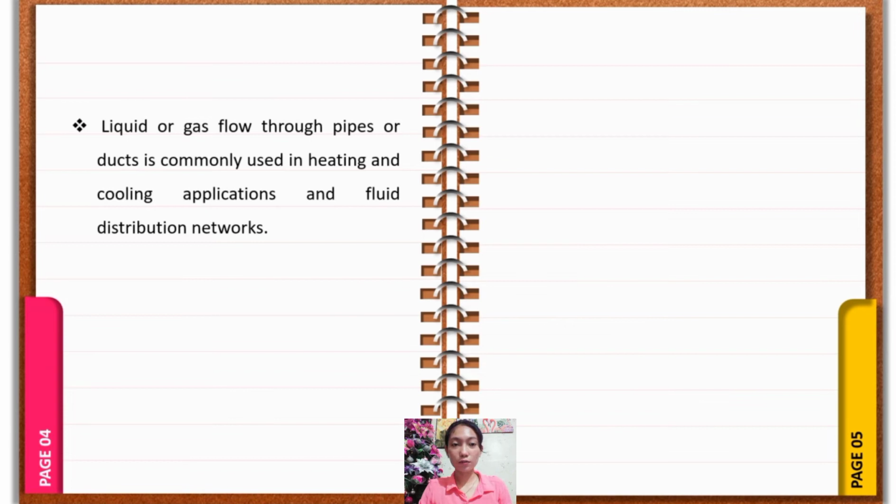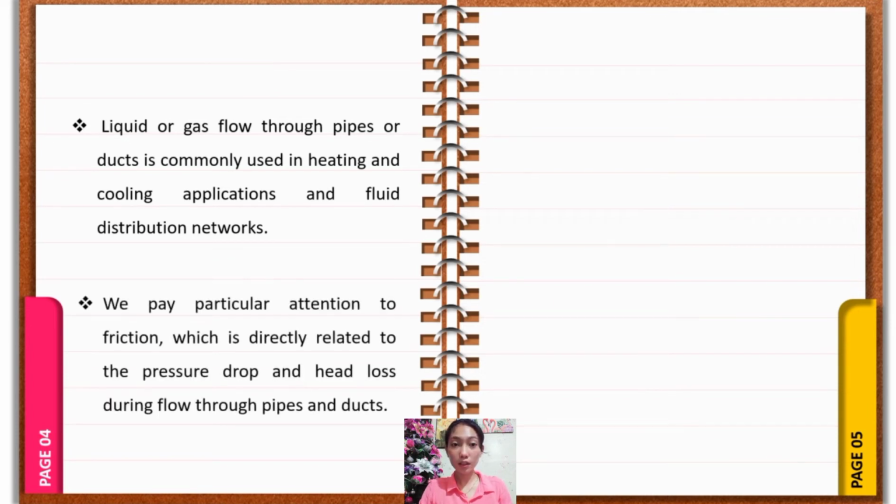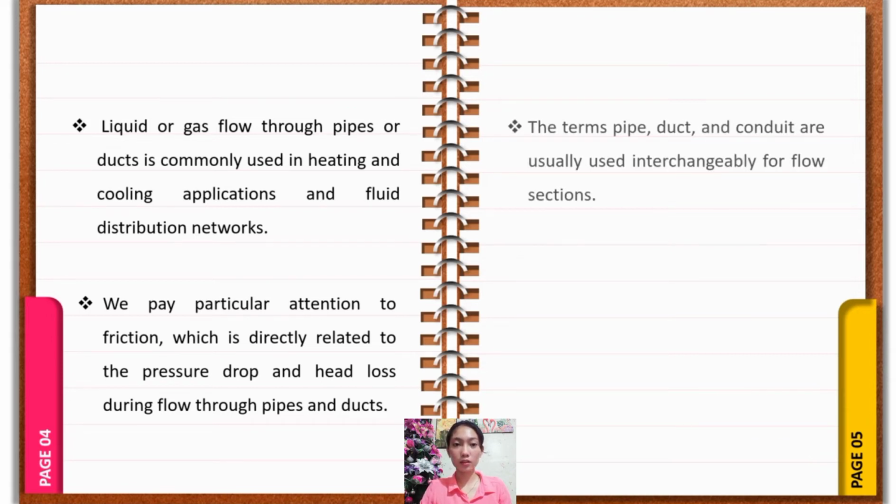Liquid or gas flow through pipes or ducts is commonly used in heating and cooling applications and fluid distribution networks. The fluid in such applications is usually forced to flow by a fan or pump through a flow section. We pay particular attention to friction, which is directly related to the pressure drop and the head loss during flow through pipes and ducts, and this will be discussed later on.